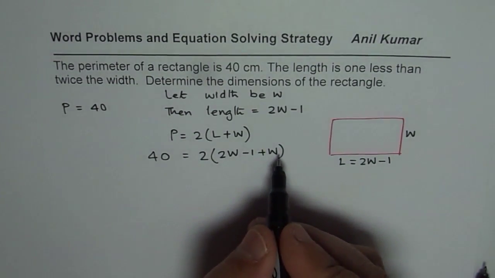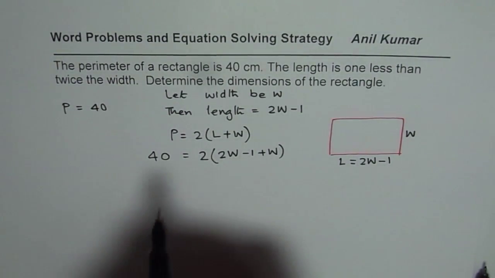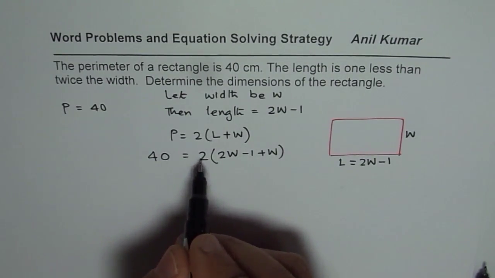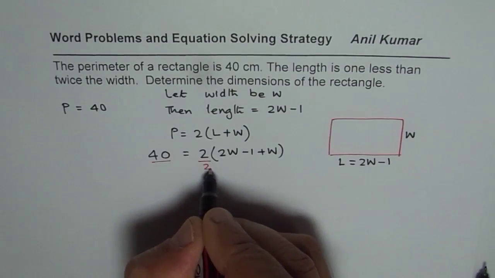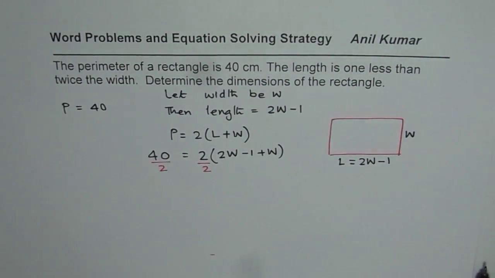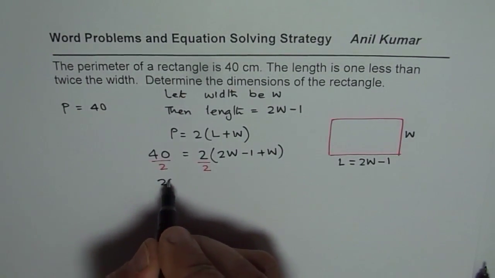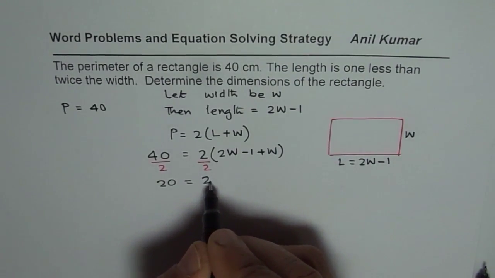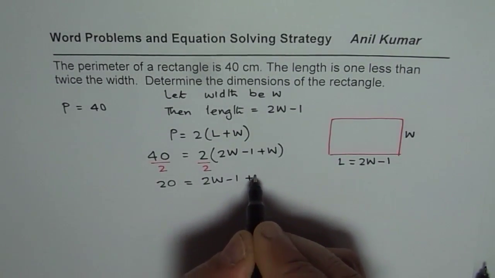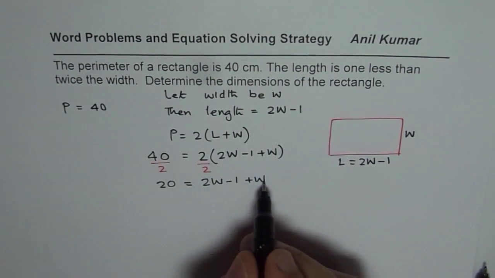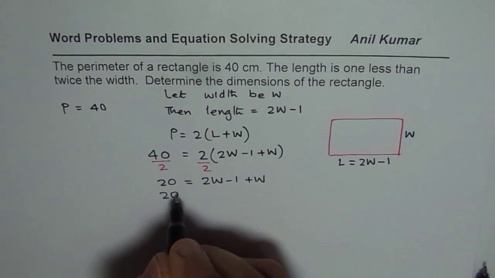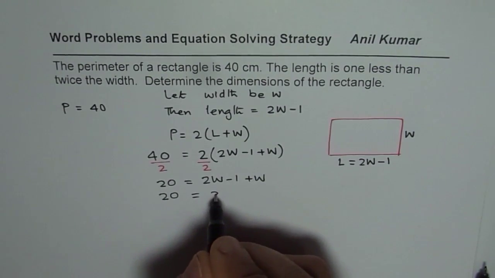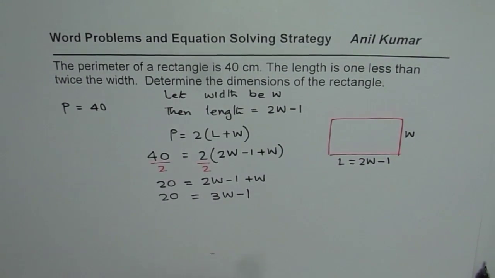To solve such an equation, what can we do? We can actually divide by 2 on both sides. So that is the first step. Once you do that, you get 20 equals 2W minus 1 plus W. You can combine the like terms, which are 2W and W. So you get 20 equals 3W minus 1.